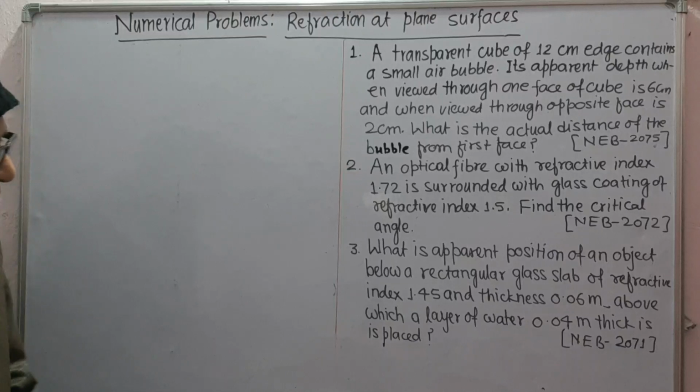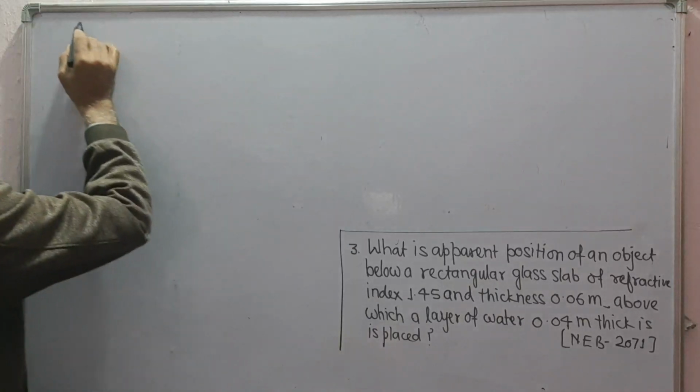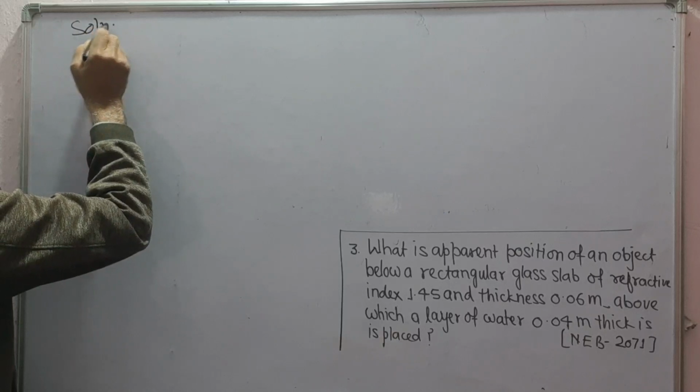Question number 3. What is the apparent position of an object below a rectangular glass slab of refractive index 1.45 and thickness 0.06 meter, above which a layer of water 0.04 meter thick is placed? Now, solution to question number 3.